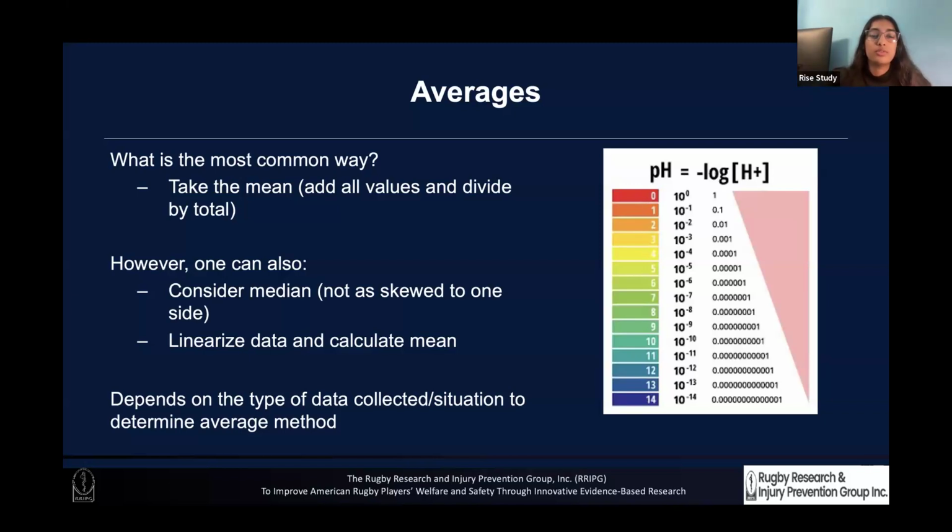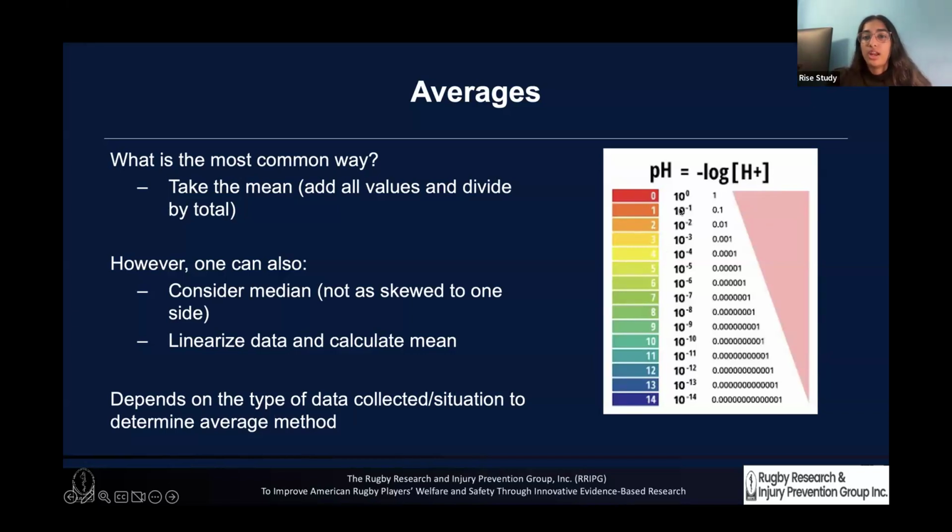So the most common way, as most of you know, is just take the mean, which is add all the values and divide by the total. However, when considering averages in different data sets, we might want to consider the median as an alternative instead, as it's not as skewed to one side. Another way is to linearize the data and calculate the mean. So depending on what data is collected, the situation can vary.